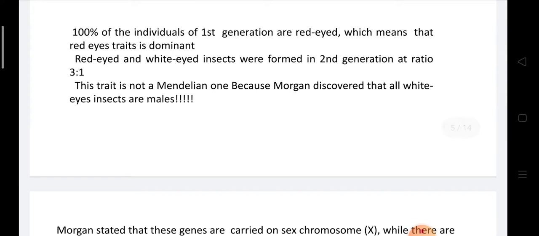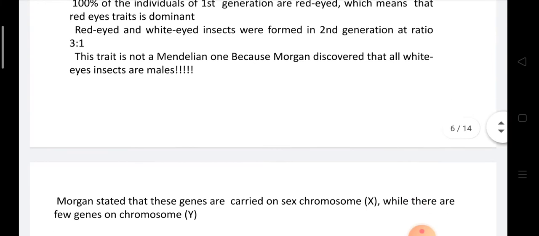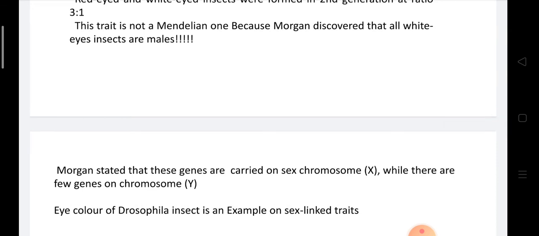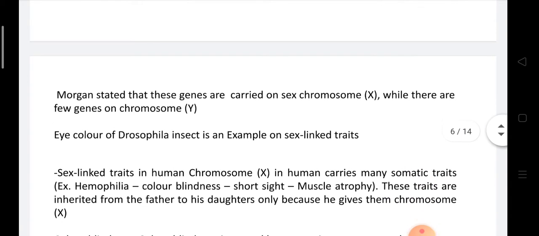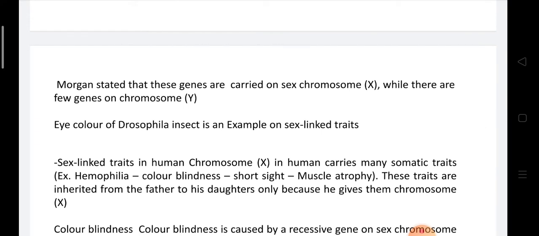When Morgan crossed between male and female of the Drosophila, he noted that males appeared white colored while females appeared red colored. So the red colored character, or red eyed character, is linked with the sex of females instead of male.